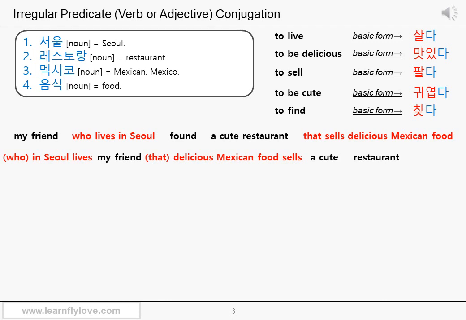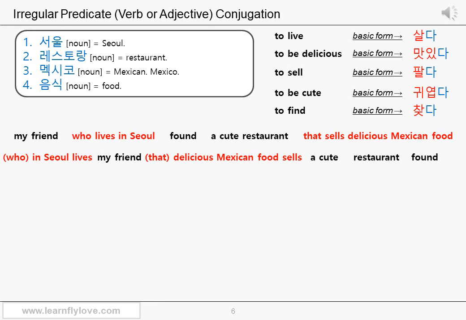So, the "that sells delicious Mexican food" part comes first, and then a cute restaurant part comes next. And the verb "found" comes at the end of the sentence. Who lives in Seoul? My friend. That sells delicious Mexican food. A cute restaurant. Found. It's a little bit wordy sentence, but you can make a Korean sentence like this without a problem based on what you've learned from us.